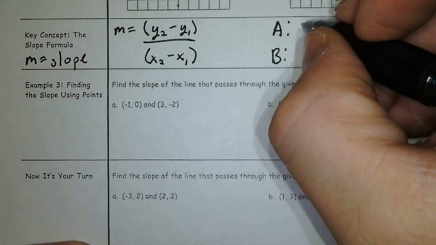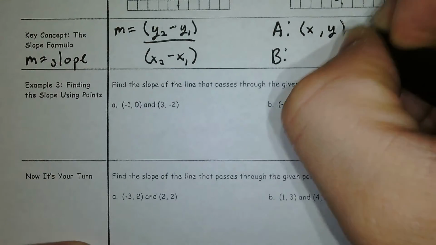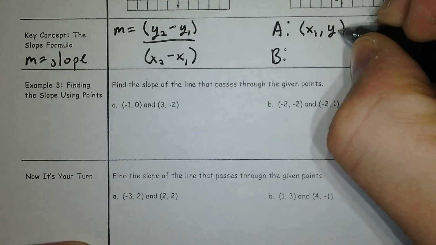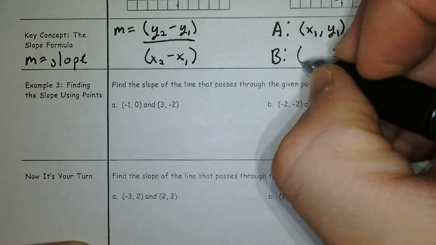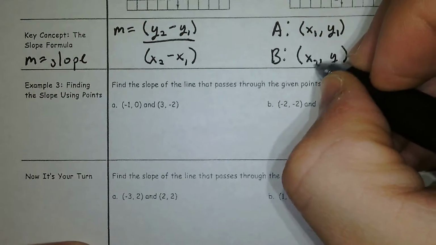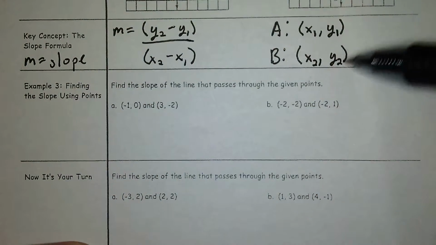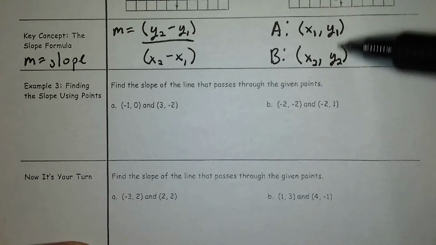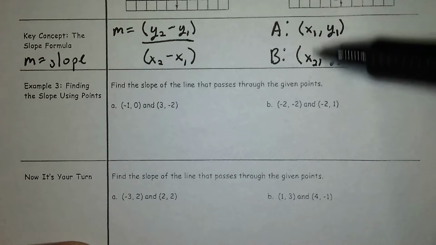Now point A is going to have an x value and a y value. We're going to call point A the first point, so that's going to be x1 and y1. And then point B is going to have an x value and a y value as well, so we'll call that x2 and y2. So all we're doing is taking the change in your y values, the difference between the y values, divided by the difference between the x values.